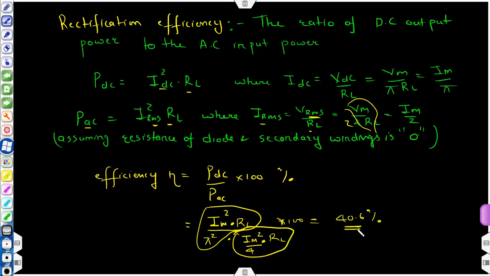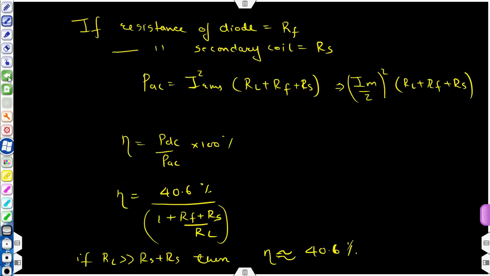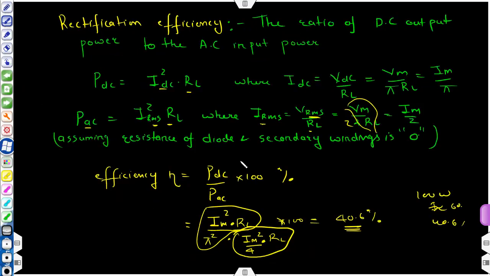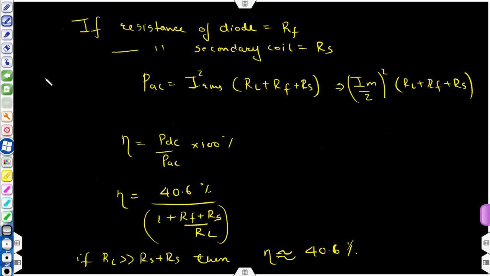So efficiency is 40.6%. If you are providing 100 watt of input power, the efficiency will be only 40.6. Remaining 60% is lost, because some amount will be lost in the resistance, some will be lost around the windings, and the entire one half is not present, so that's why. Okay, so this is the case.